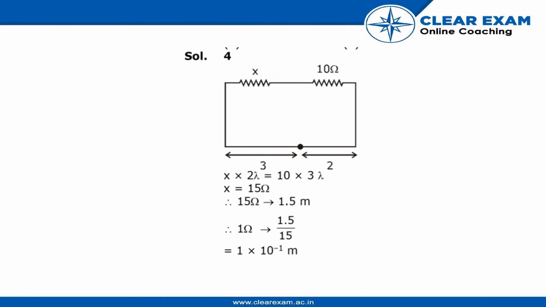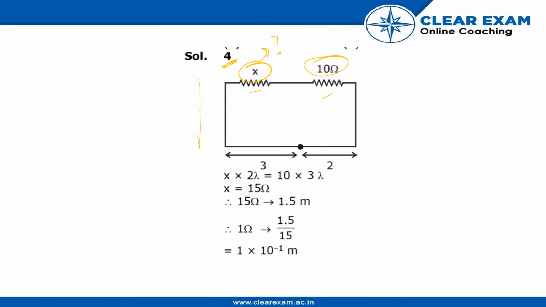So the solution is given to us. It's showing answer 4. So how will it be answer 4? The figure has been explained in a very good way. It has basically given us two resistances, one of 10 ohm and another is X. So we have to find out the X.